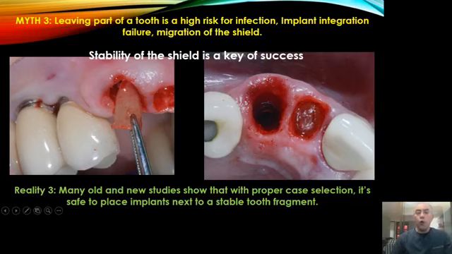We have to change the whole plan from socket shield technique into traditional immediate implant. And in case we had not very good conditions for an immediate implant, just change the whole treatment plan into some delayed implant with ridge preservation and bone graft.